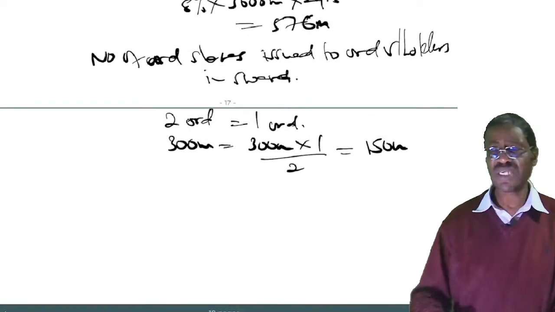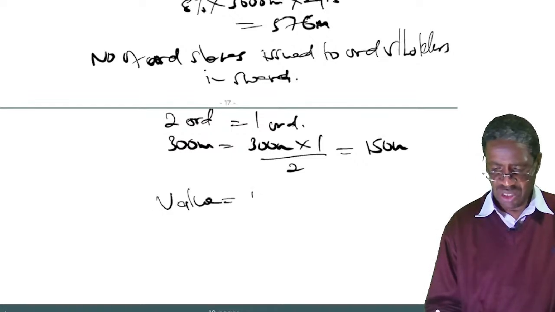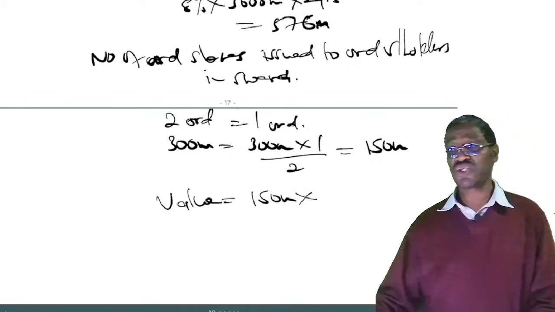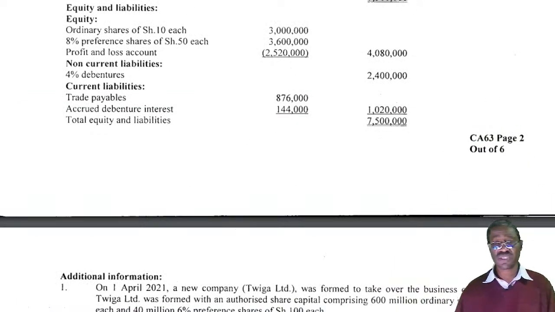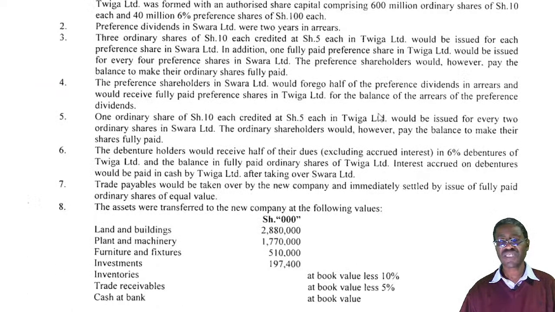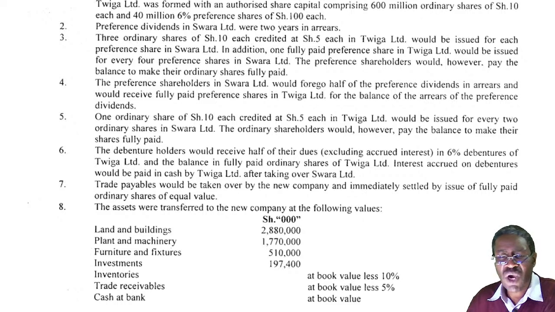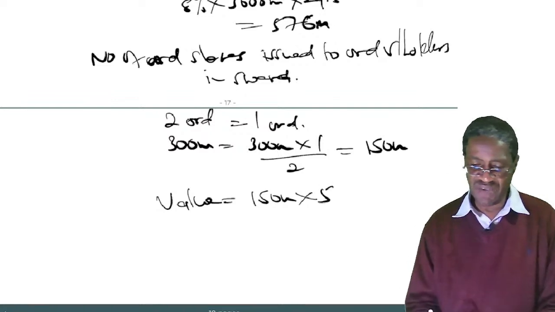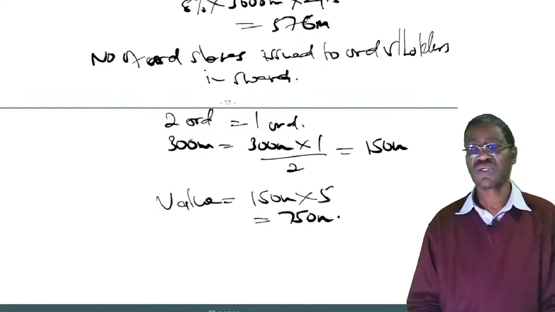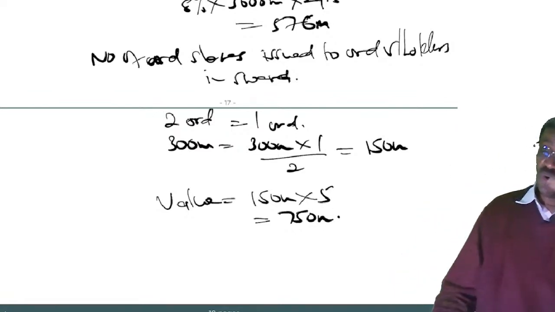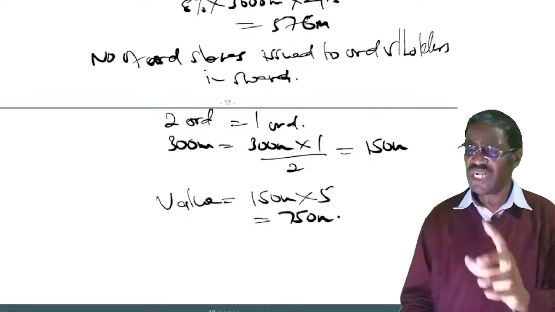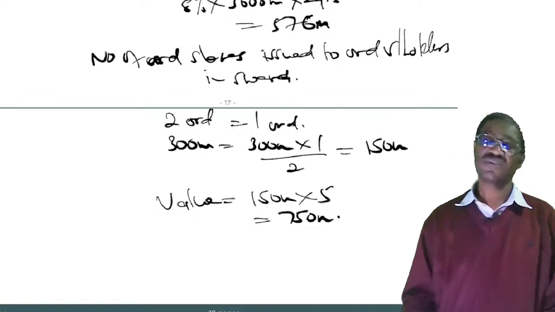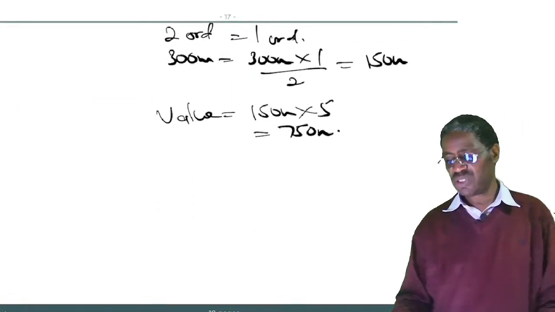Then we come and say, what about the value? It will be 150 million times what? The question told us, note number 5, one ordinary share of 10 each credited at 5. So we multiply that by 5, which gives 750 million. So you as Twiga are giving your ordinary shares amounting to 750 million to the ordinary shareholders of Swara. Good. Next, let's go to the next note. We are through with that.